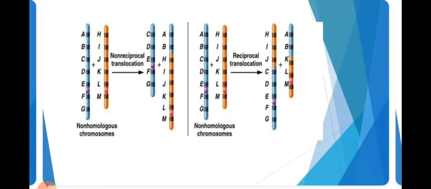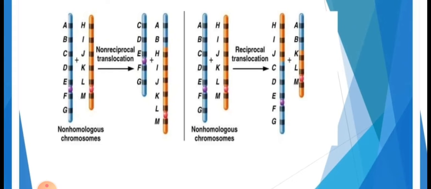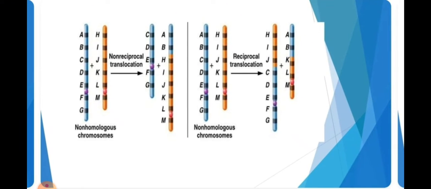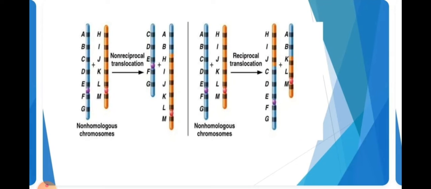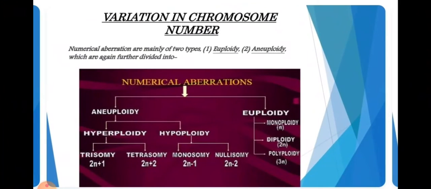Here you can see the non-reciprocal translocation and the reciprocal translocation, and how the translocation takes place in the chromosome. Next we'll see the variation in chromosome number.